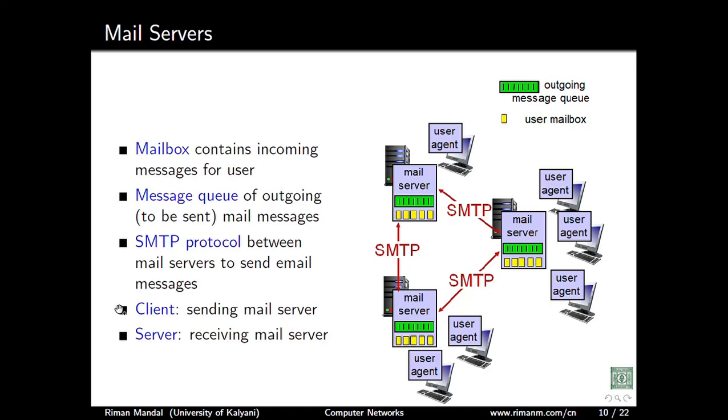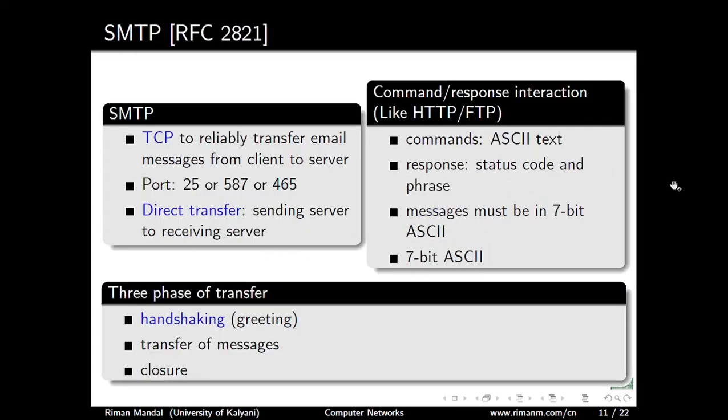And the SMTP protocol is used to send a mail from one server to another server. That means from the sender server the email will be sent to the receiver server, or we can say from the client side to the server side, using the SMTP protocol. SMTP uses TCP at the back in the transport layer.